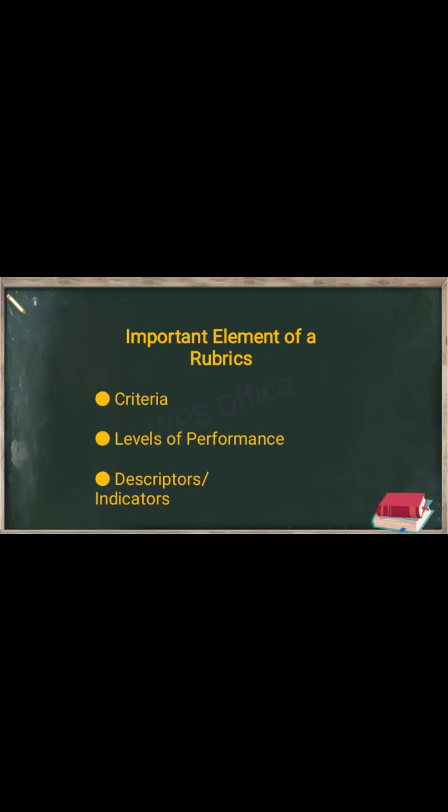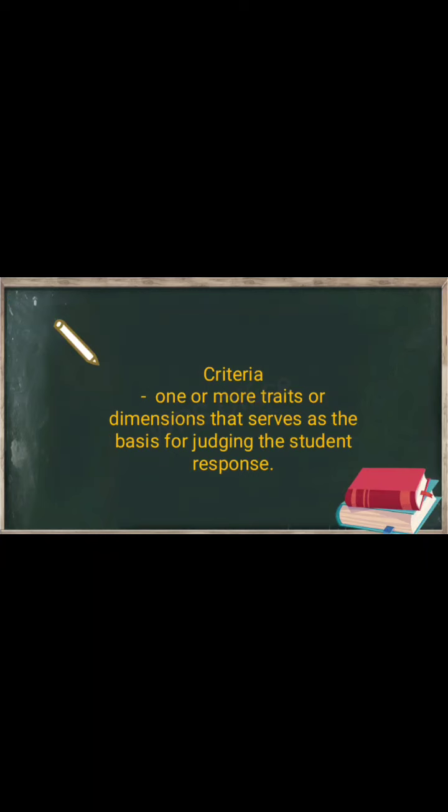And lastly is the descriptors or the indicator. What is a criteria? One or more traits or dimensions that serves as the basis for judging the student response.